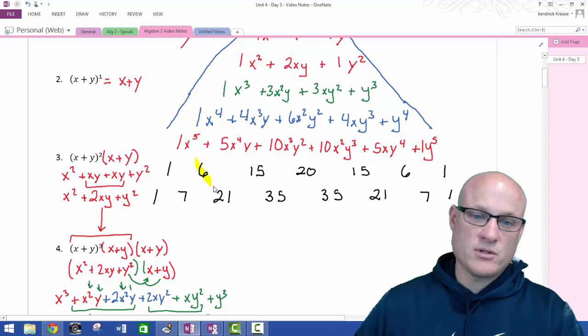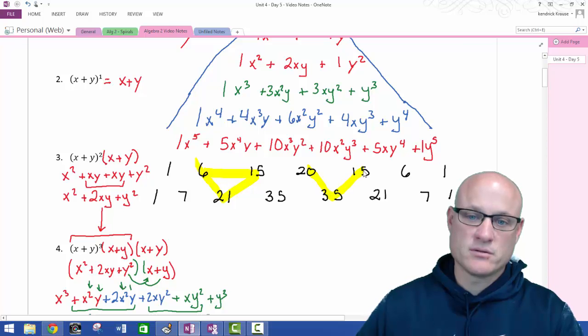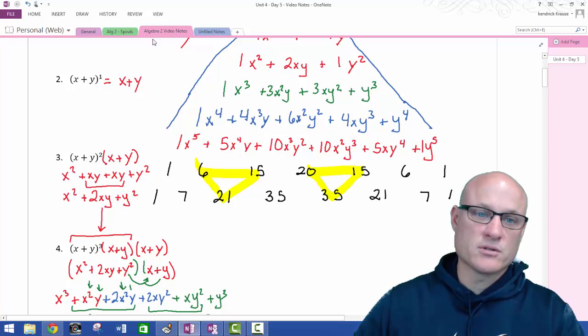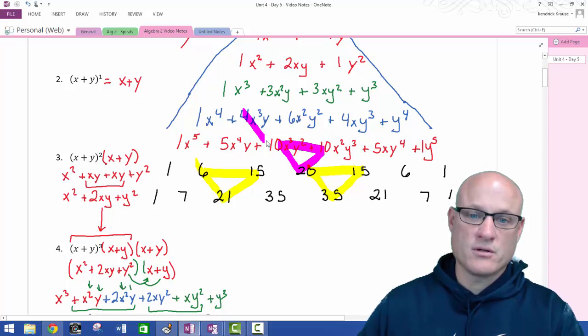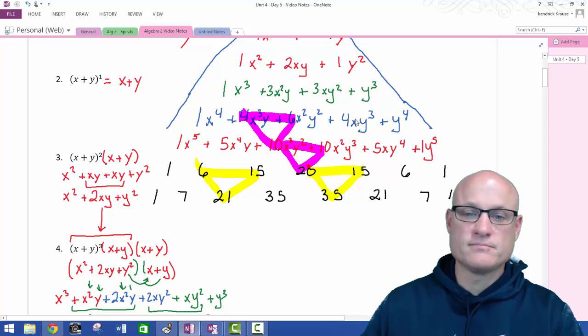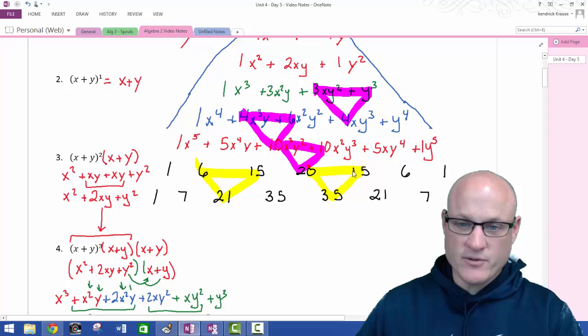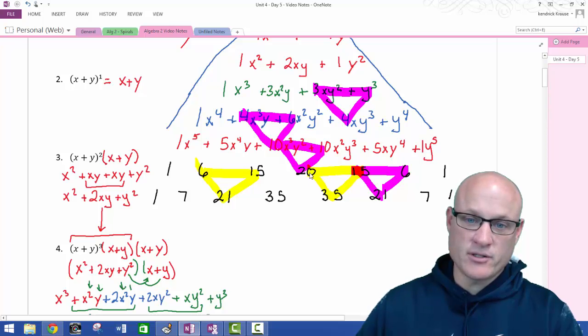Do you see any relationship between these or these? Or I can do another color. Let's go whatever color this is. Any relationship between these numbers or these numbers or these numbers? Well, what it is, if you take 15 and add 6, you get 21. If we take 20 and add 15, I get 35. If I take these 15 and 20, I get 35.